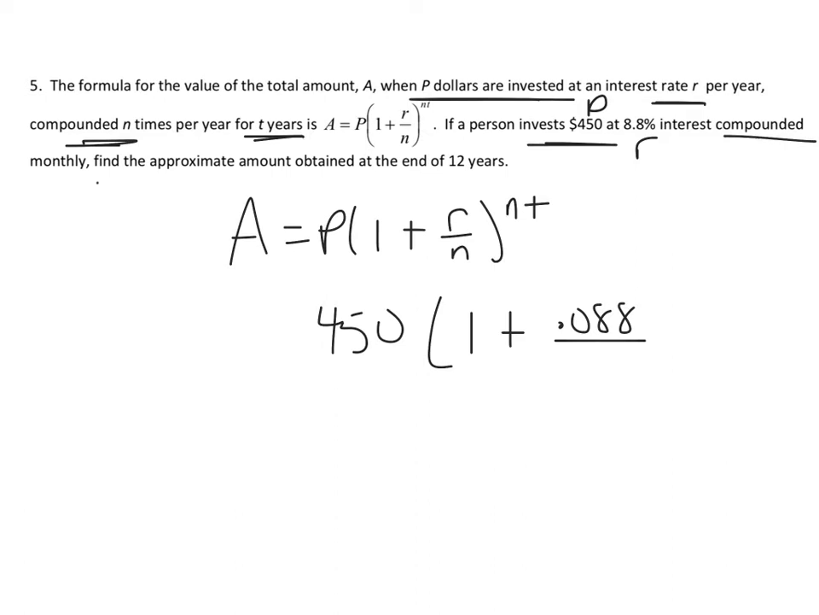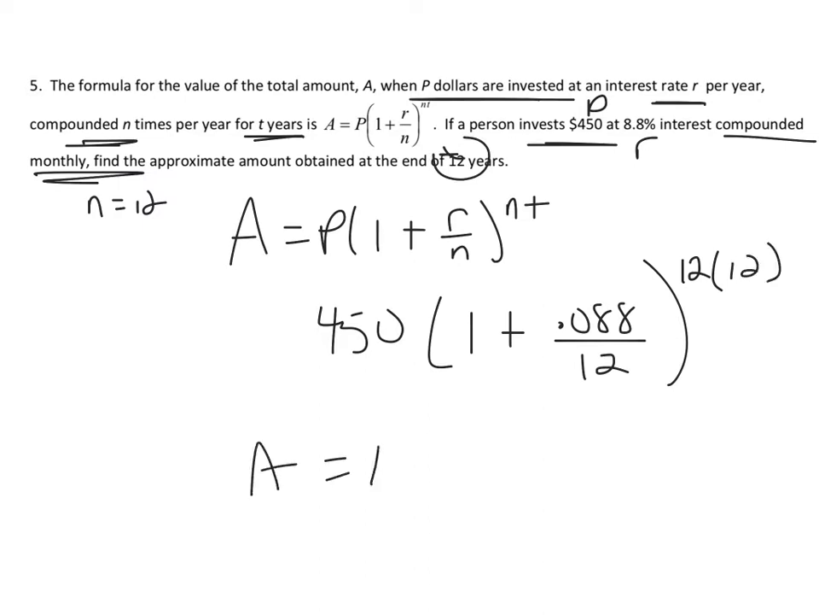It's compounded monthly, so that means N is going to be 12. So we're going to put 12 in for N. And we're going to put 12 times, and T is also 12 in this case because time is 12 years. You're going to type that all into your calculator, and you're going to get an answer of $1,288.71 when you round properly.